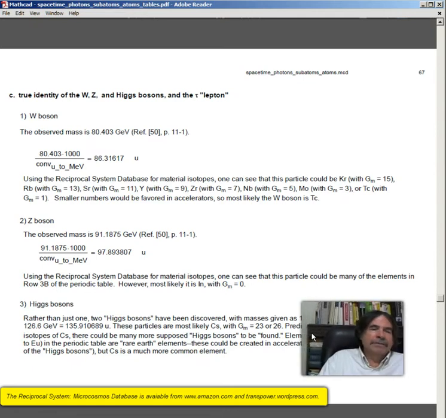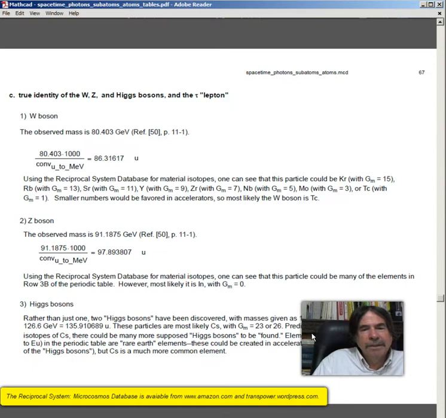3. Now for the famous Higgs bosons. At this point, 2 Higgs bosons have been discovered with masses given as 123.5 GeV equals 132.582703 U and 126.6 GeV equals 135.910689 U. These particles are most likely cesium with G sub m equals 23 or 26.